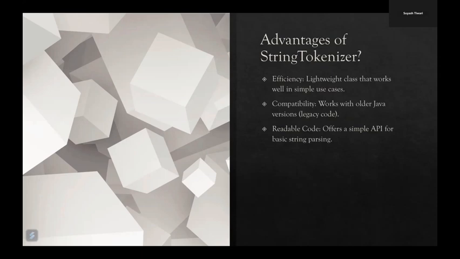We can use this string tokenizer method even today, as it is one of the important parts of the older versions of the Java programming language. That was the reason why it was being used by other programming languages of older versions as well. And it has reliable code, that is, it offers a simple API for basic string parsing. So these are the three advantages related to the string tokenizer.